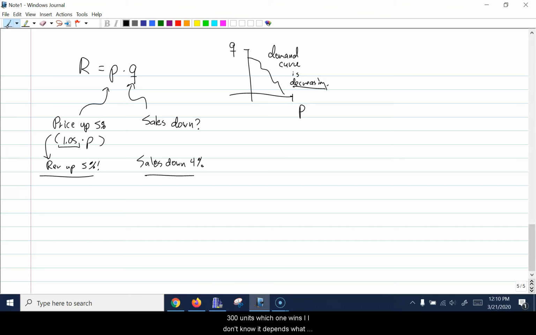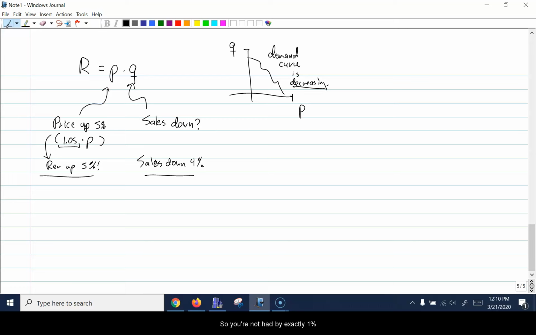I don't know. It depends what the price is and what the quantity is. But if I express these things as percents, then they are directly comparable. This 5% is bigger than that 4%. And they both cause a 5% and 4% change to the revenue. And if you go up 5% and down 4%, I think you're out ahead a little bit.